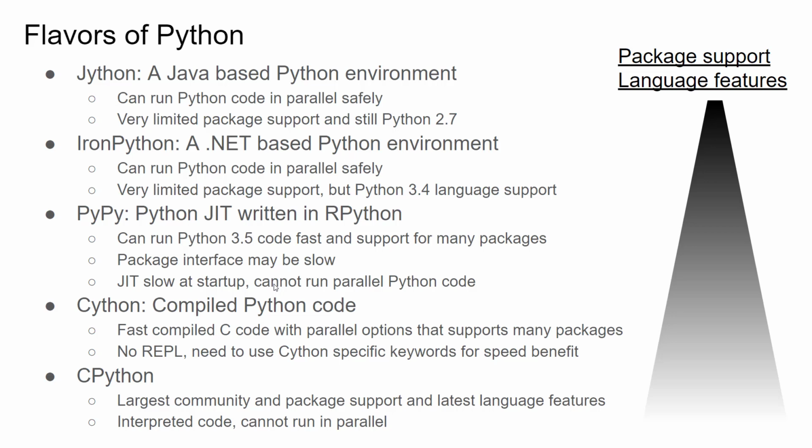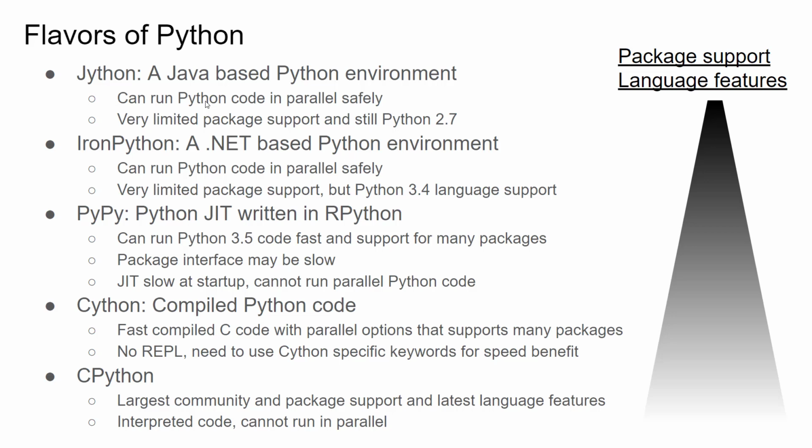There's quite a few flavors of Python, and we'll review these to focus on why we use CPython. If we sort the different flavors of Python by package support and language features, one of the first that we have is Jython. And Jython's neat. It's a Java-based Python environment. It can run Python code in parallel. In the example I showed previously with the 17x speed up using CPython, it can't run Python code in parallel. So this can, but one of the limitations here is that the package support is still Python 2.x.